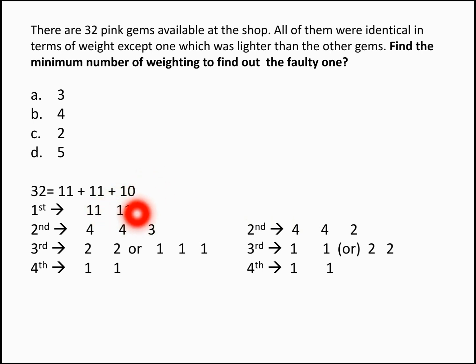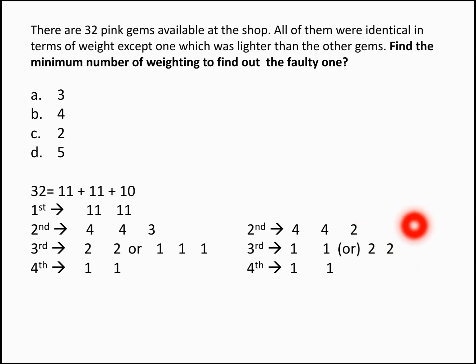If it is equal, then the lighter one is going to lie in the 10, which I'm splitting as 4, 4 and 2, right? So if this equals, then the lighter one is going to be in either of these two gems, which I can weigh as 1 plus 1 and find the faulty one. If this is not equal, then I'm taking the lighter one because they have mentioned it was lighter. So I'm taking the lighter one and weighing it.